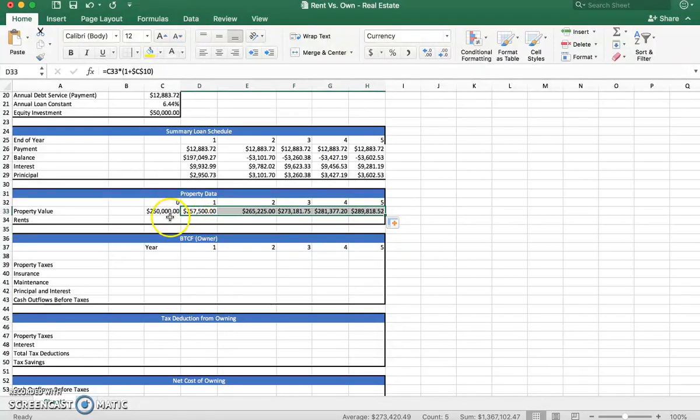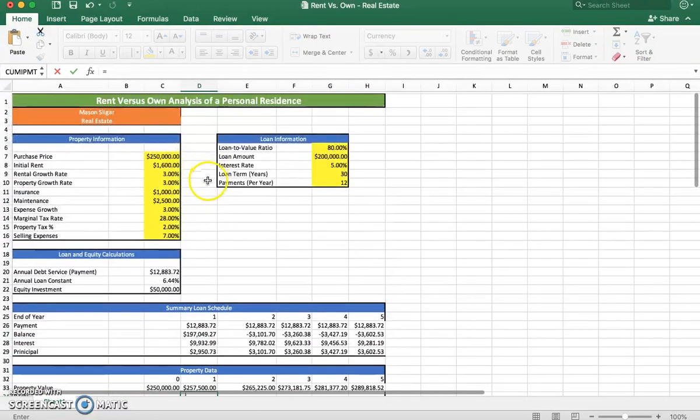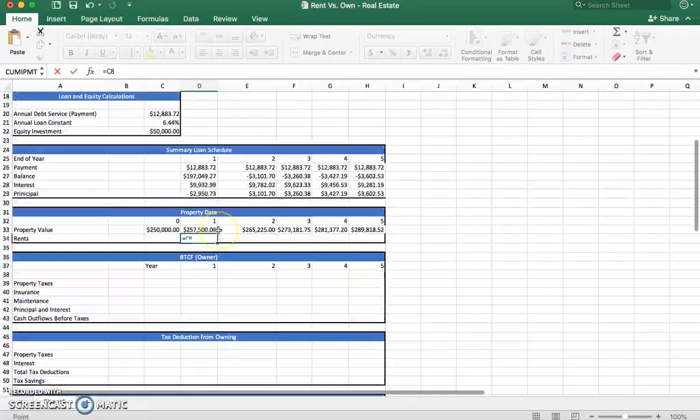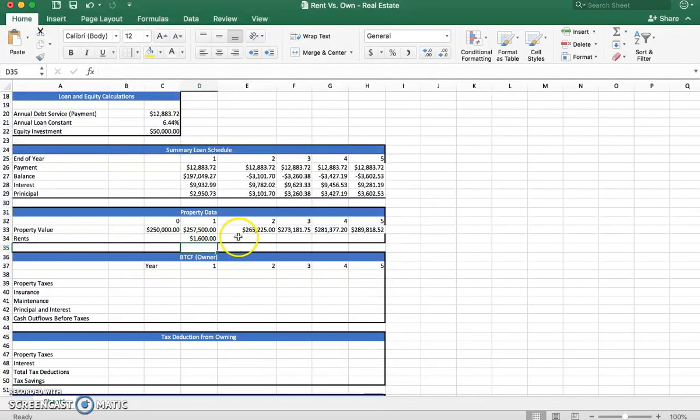However, you can't rent anything at year 0. So we'll start at year 1 with this. We're just gonna be pulling the initial rent. If you look up top, it was $1,600. All right, and then same deal here. We're gonna be pulling from here times 1.